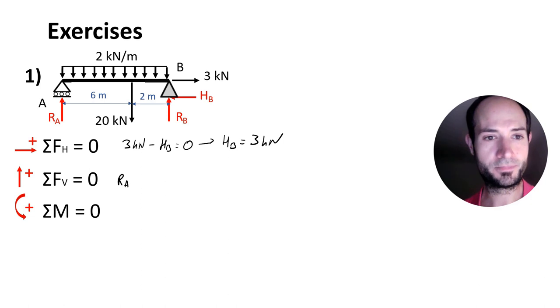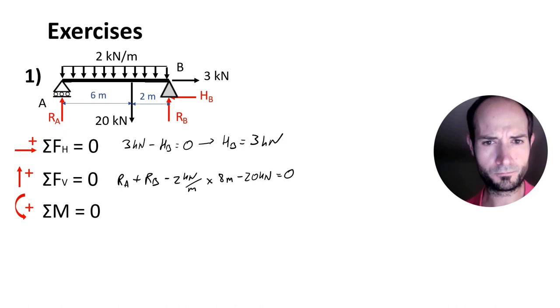RA going up, RB going up, and then we have the line load going down, minus 2 kN per meter times 8 meters, and we have 20 kN going down, equals 0.